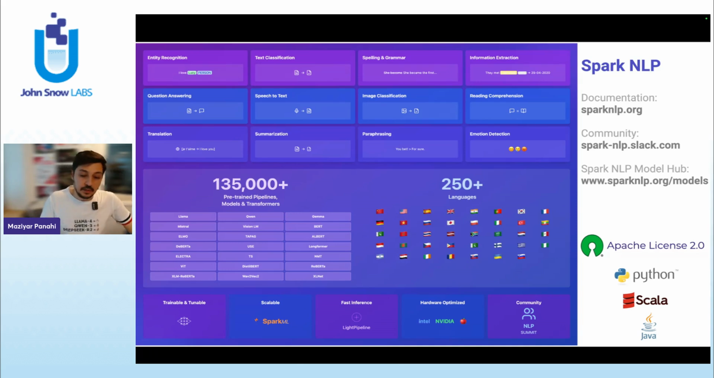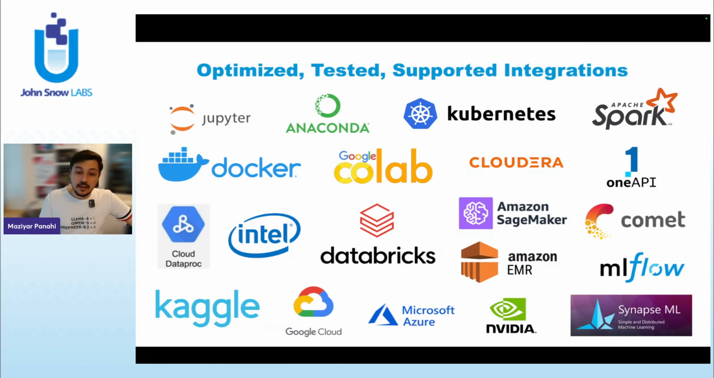Now, Spark NLP has an Apache 2 license. It is officially supporting Python, Scala, and Java. It is precisely optimized, tested, and supported to be integrated in Jupyter, Anaconda, Docker, all the tools that you would use normally locally, as well as in distributed environments like Kubernetes, Databricks, GCP, Azure, and so on.